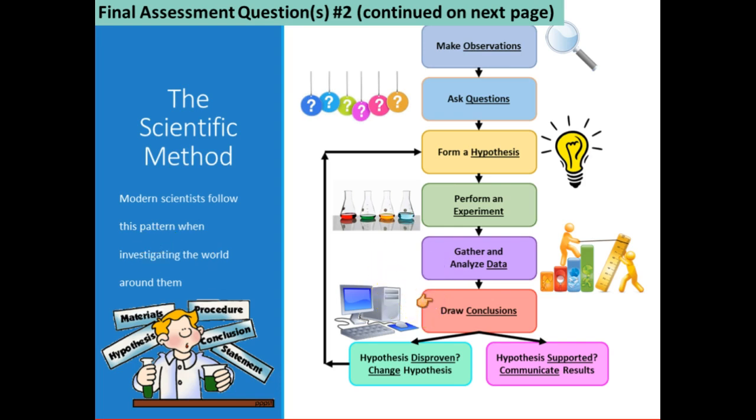Based on our data, we're able to draw conclusions, which can be either we've disproven our hypothesis, in which case we need to go back, change our hypothesis, and do this all over again, or we support our hypothesis and we can go ahead and communicate our results to the larger scientific community.